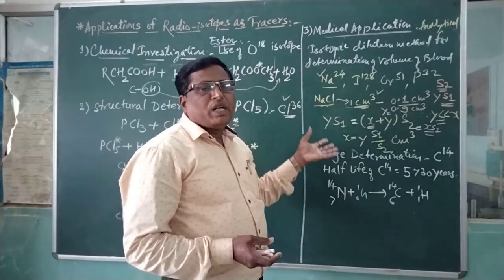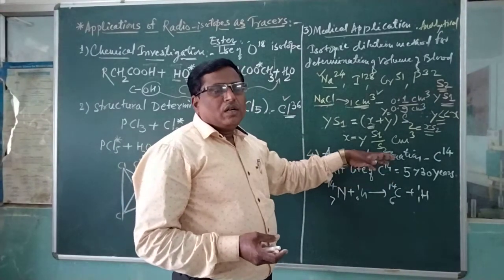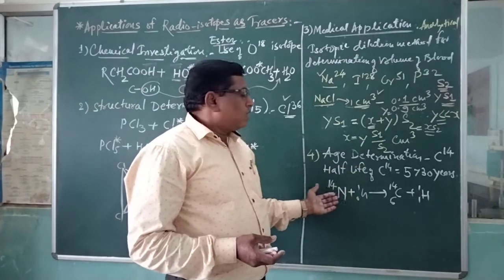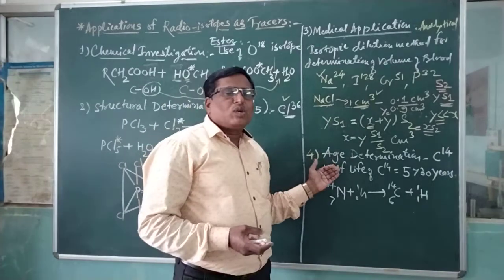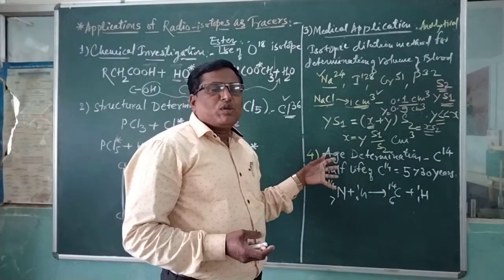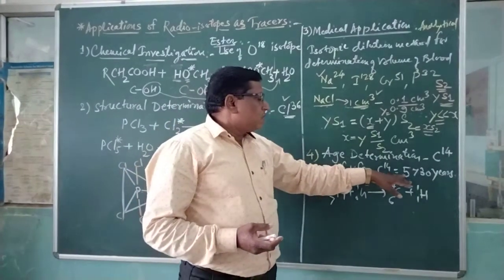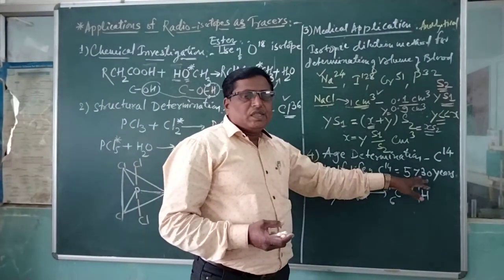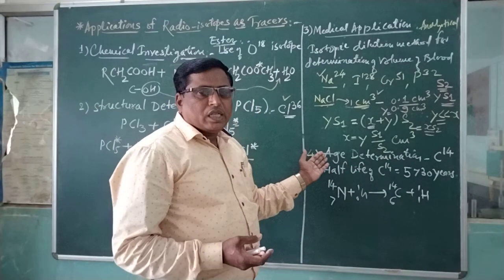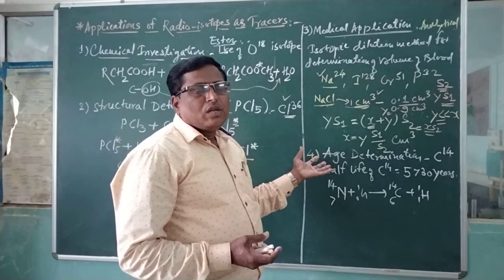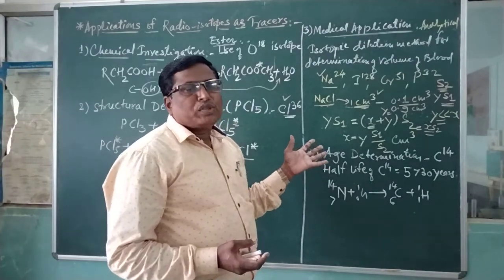When the animals and plants die, the total activity of C14 can be measured per gram. How many grams is the total weight of the woods and clothes is obtained by using the half-life of C14, which is 5730 years. Thus the historical age of the woods and clothes can be determined. This is called age determination, C14 dating.